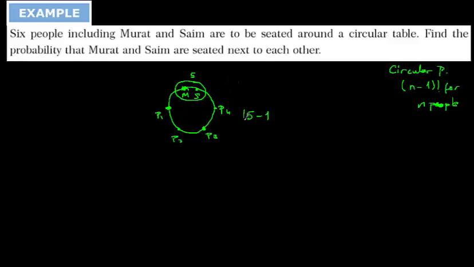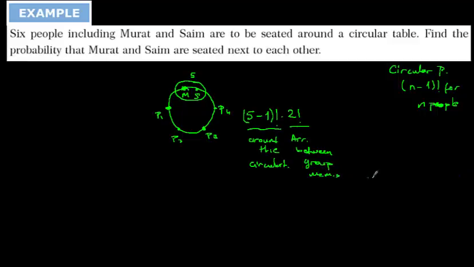If there are 5 persons around the circular table, 5 minus 1 factorial ways they can sit, and these 2 people in the group have 2 factorial arrangements between the group members. Then this is the wanted event from us.